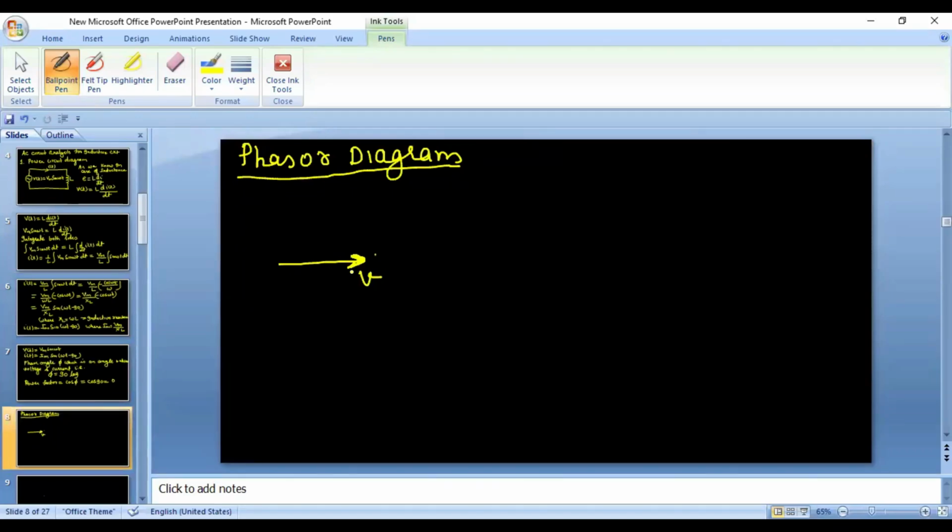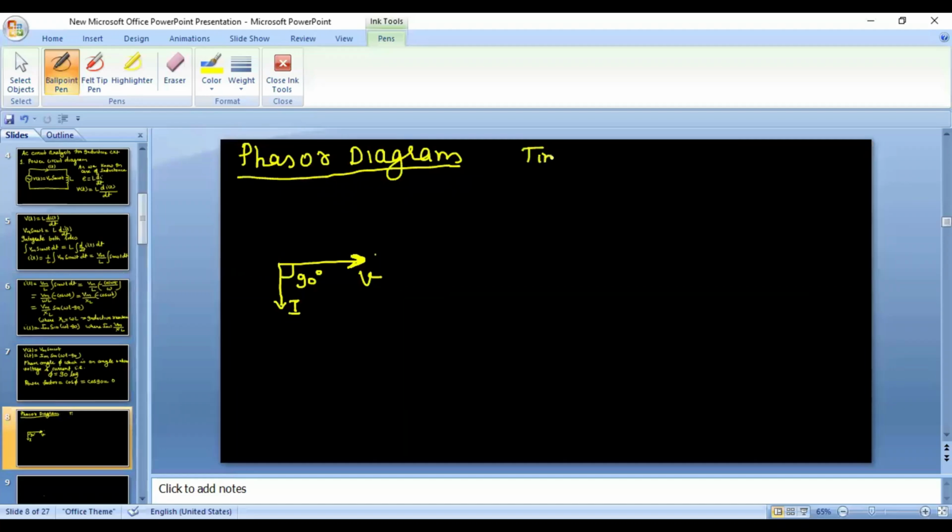So if V is in phase with the x-axis, you can see that the current will lag by 90 degrees and it will be at this angle. So current will be downward and the angle will be 90 degrees. You can see that the length of the vector I is less than V because we always determine the current by dividing the voltage V by the inductive reactance. So this is the phasor diagram for a pure inductive circuit.